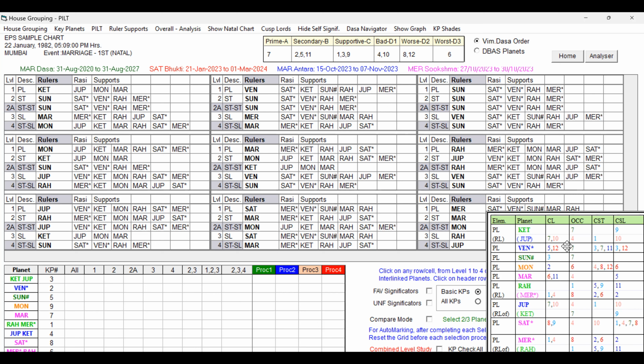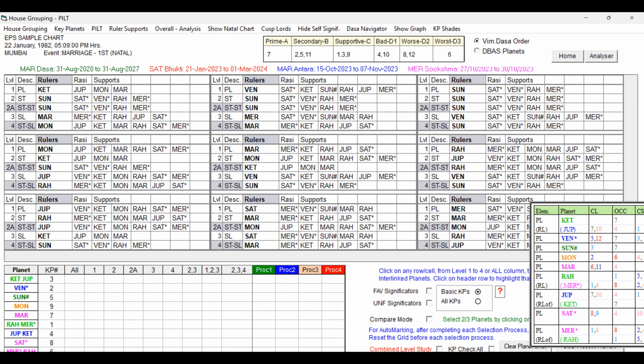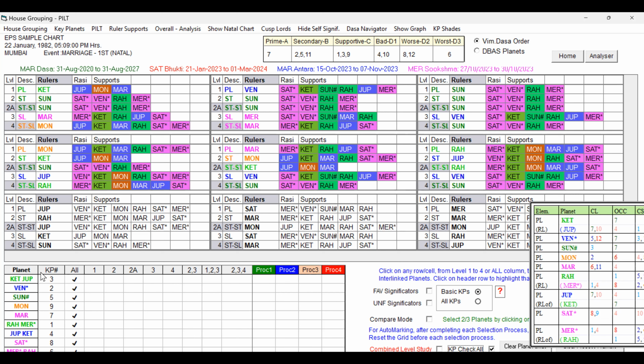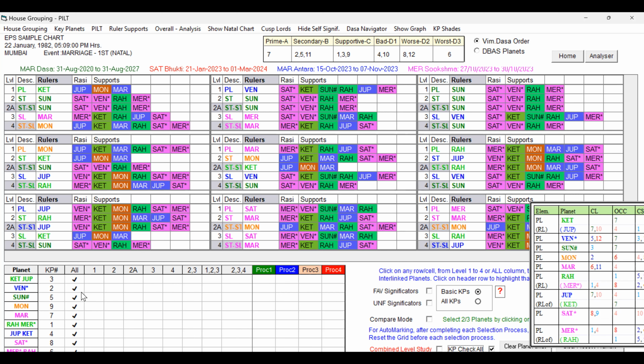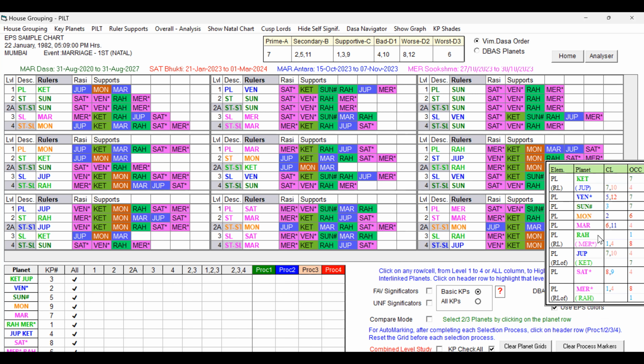So we have taken the event of marriage. Now, what I said, the first step is KP check all. You can see KP check all. If you click this one, not this one, sorry, this is the combined level study. You can see KP check all. If you click this one, all planets, all levels have been checked. Understand? It means all planets have been checked under all the columns.